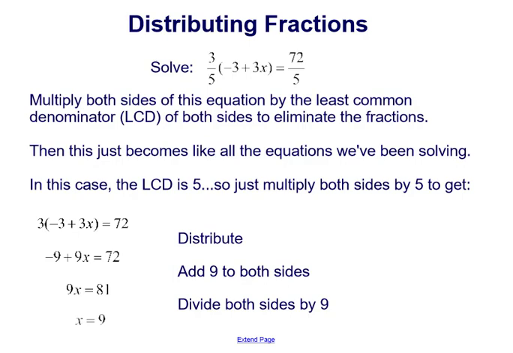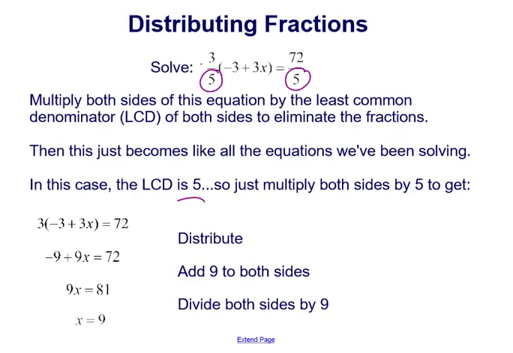So for this example, we have 3/5 times the quantity -3 plus 3x equals 72/5. So instead of distributing the 3/5 automatically, you can multiply by the least common denominator of both sides of the fractions. In this case, it's the 5 for both, because both denominators are 5. The LCD is 5. So you just multiply both sides by 5.